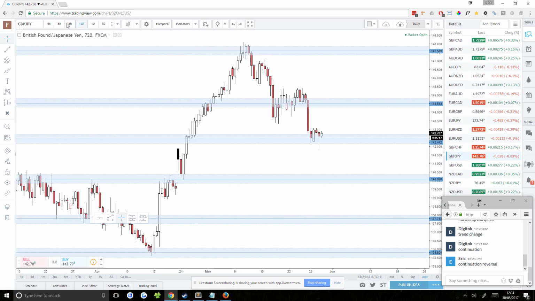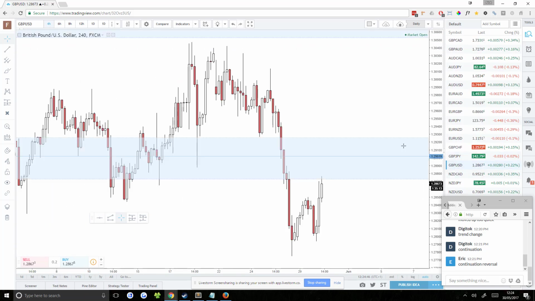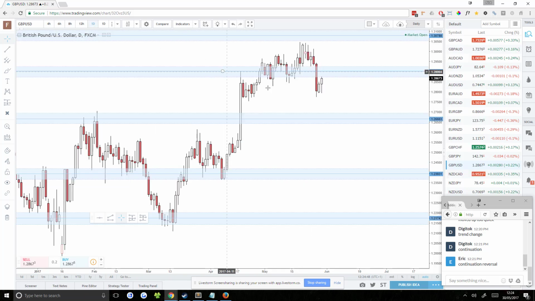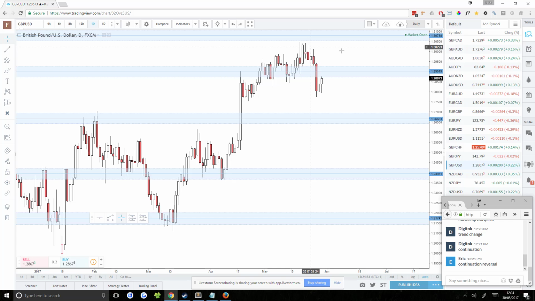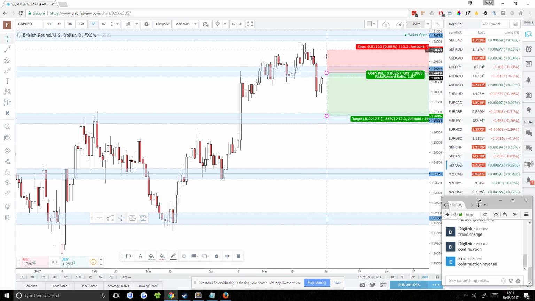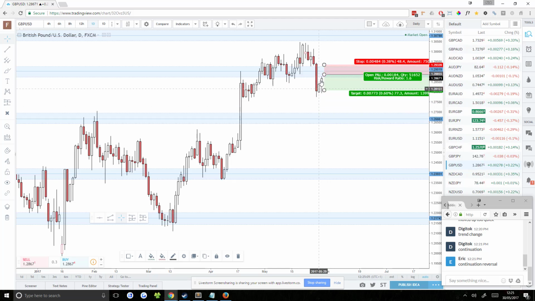GBPJPY, stalling on support. Nothing much there. GBPUSD. Huh. Could the trend be over on GBPUSD? All right, I'm going to do something here. I'm just going to draw an imaginary indecision candle in my head, just to see.